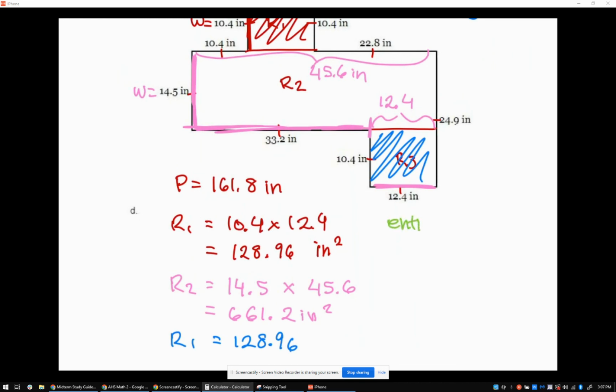So once again, to get the total, we're just going to add the 3 rectangles together. 128.96 plus 661.2 plus 128.96 again. If we add all of those up, that's where we get 919.12. Don't forget the units. This is inches squared since we're talking about area.